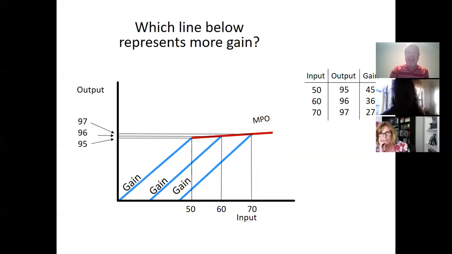Okay. And again, which one represents the most gain here? Well, 50 in was 95 out. 70 in was 97 out. This is the last example. As my input increased by 10, my output increased by 1. So that's 10 to 1. Correct. We're done. That's how you read an input-output graph. That's how you read input-output functions.